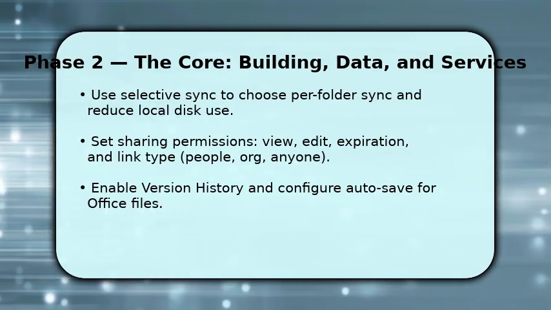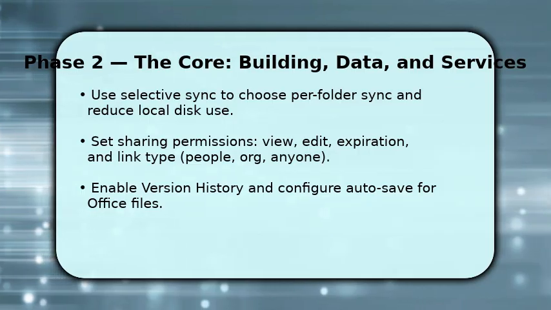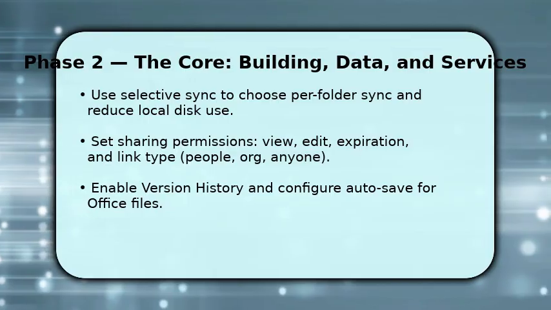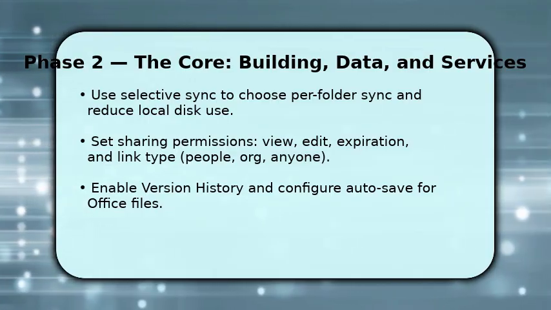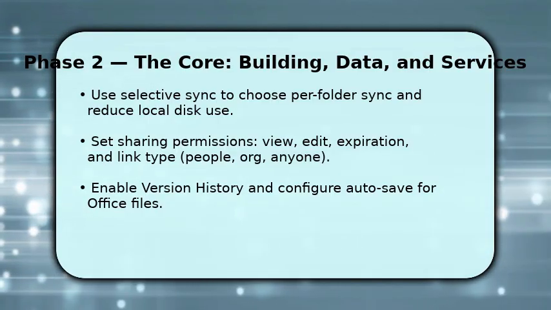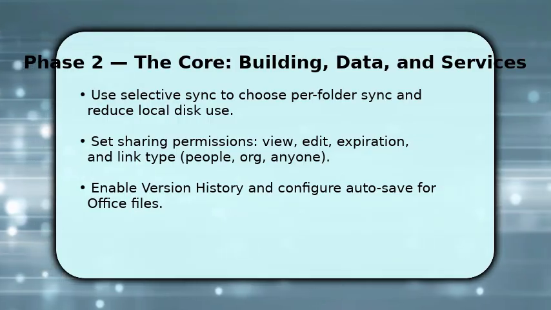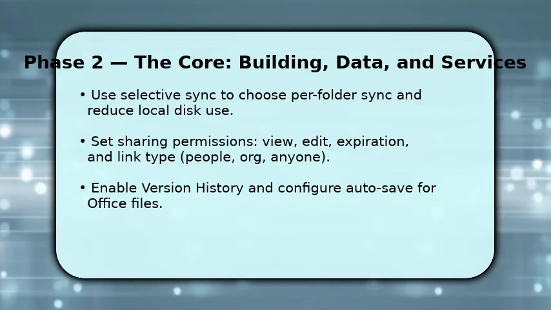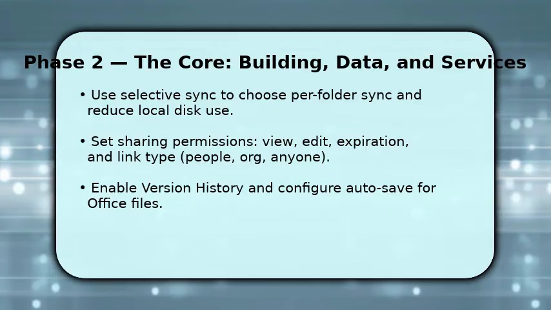Once done, set sharing permissions for each shared link, specify view versus edit, set expirations, and restrict by people or organization to protect data. Also enable version history and Office autosave so you can restore prior edits. This prevents accidental loss and simplifies collaboration workflows.